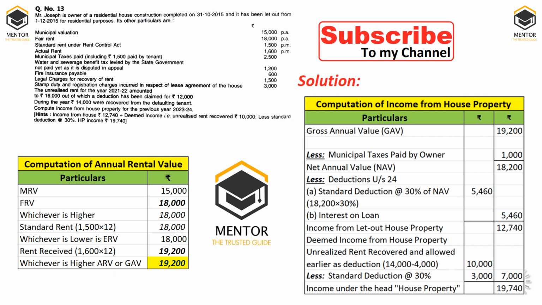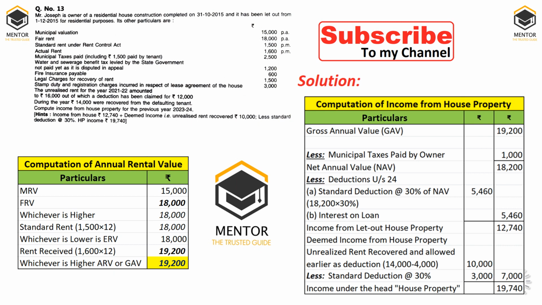First deduction is standard deduction at the rate of 30% of NAV. 18,200 into 30%, that is 5,460. Then interest on loan. Interest on loan is also not given in this question, therefore total deduction under section 24 is 5,460. Once you deduct this, income from house property will be 12,740 rupees.